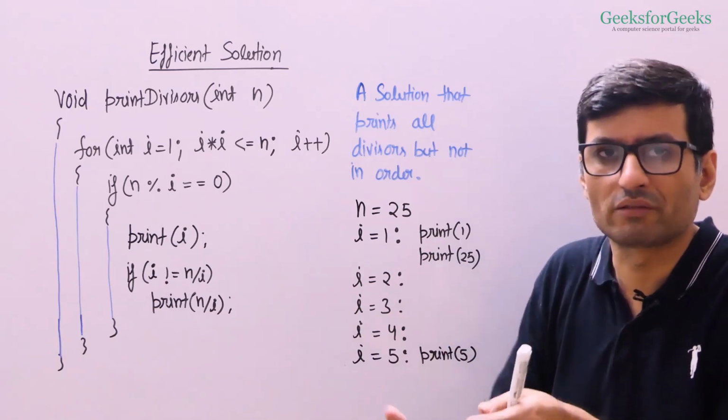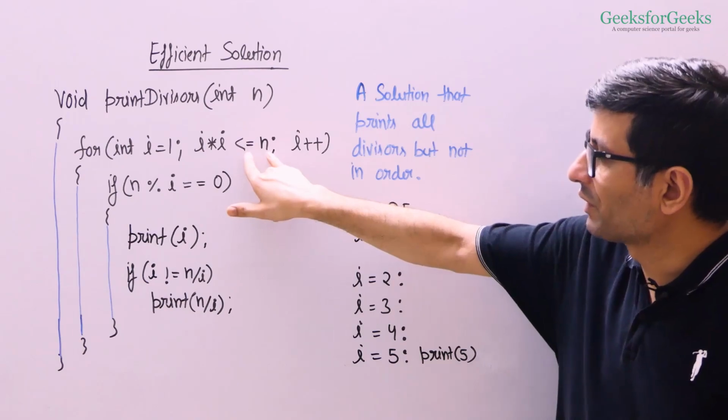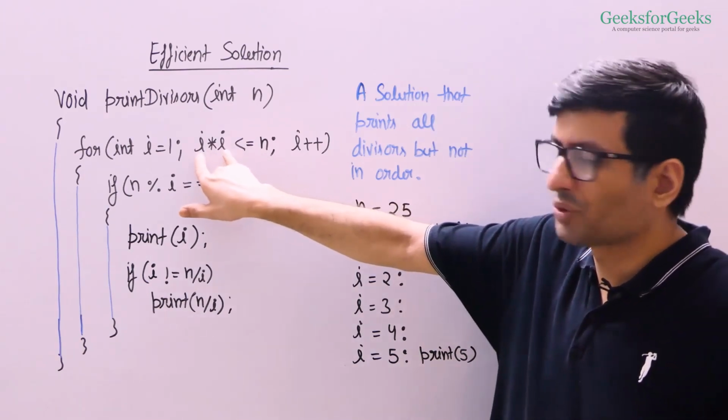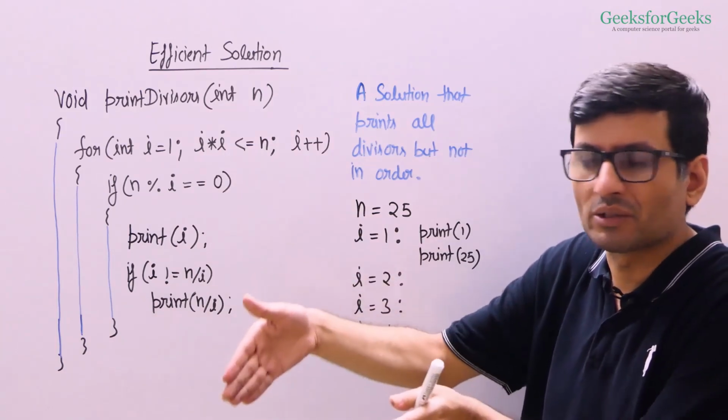That way we get all the divisors. So we run a loop from 1 to square root of n, and instead of computing square root of n, we have done it this way: I into I should be smaller than or equal to n. So this is basically going to run till square root of n.